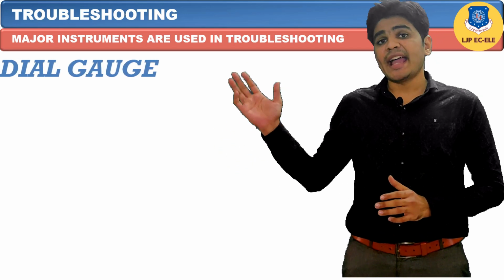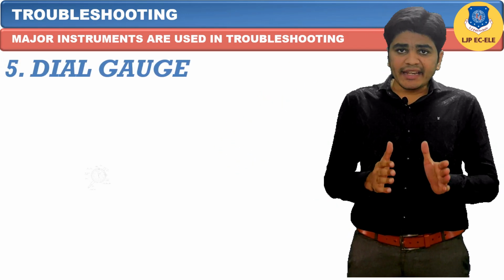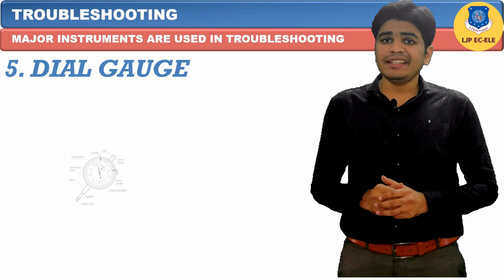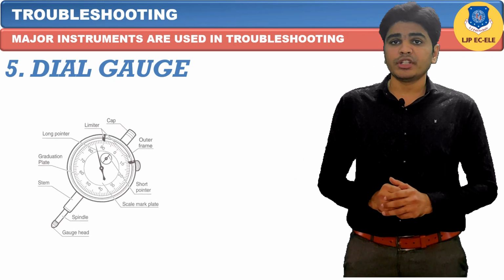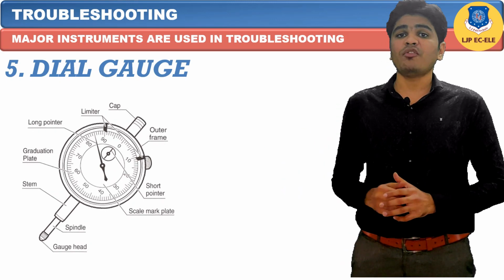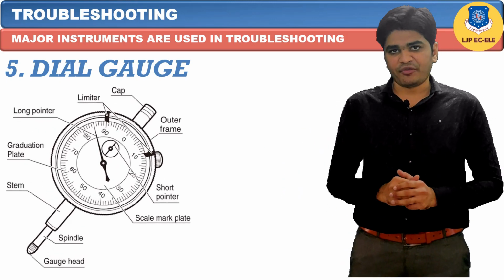Fifth one is the dial gauge. Air gap between stator and rotor is measured with the dial gauge. It is also used to check the wear and tear of bearing and shaft.